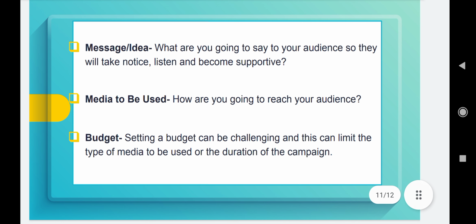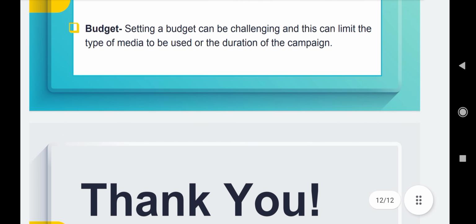Next, message and idea: what are you going to say to your audience so they will take notice, listen, and become supportive. Also the media to be used, which is how you are going to reach your audience. In general, a modern way is through social media. And also the budget. Setting a budget can be challenging. This can limit the type of media to be used or the duration of the campaign.